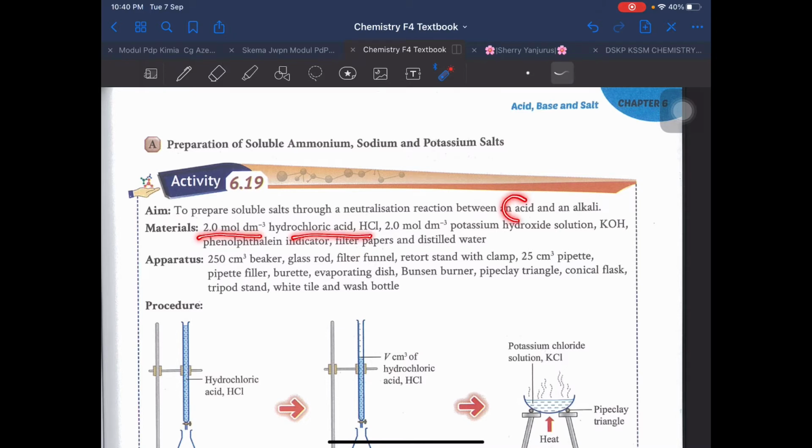We need an acid and we need alkali, and usually the molarity is the same. Potassium hydroxide solution is the alkali. Phenolphthalein indicator. What is phenolphthalein indicator? To indicate sama ada kamu punya larutan itu adalah alkali ataupun tidak. Okay. Filter papers, kertas turas, and distilled water, air suling.